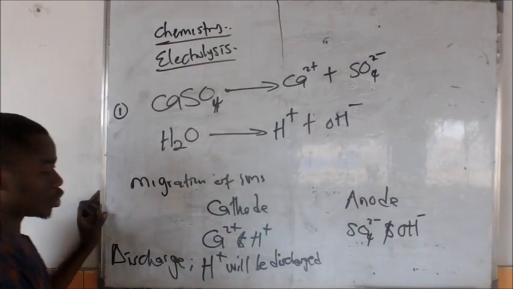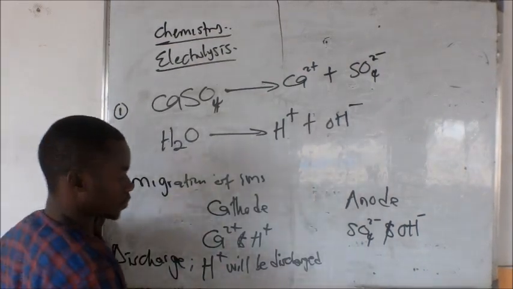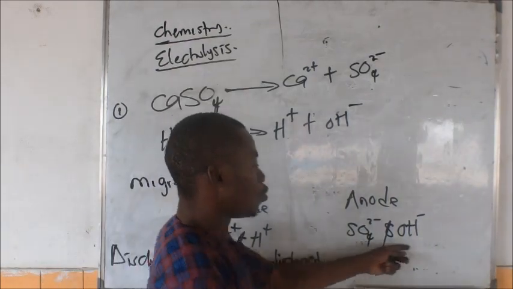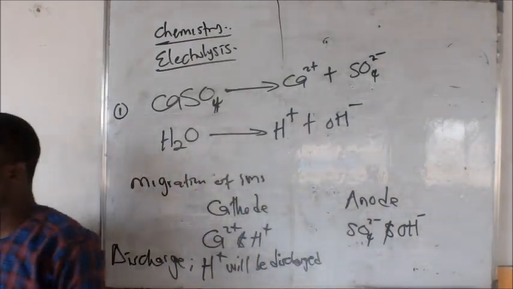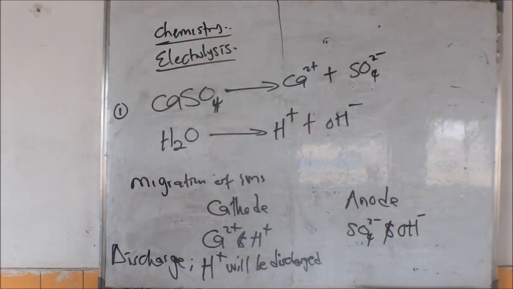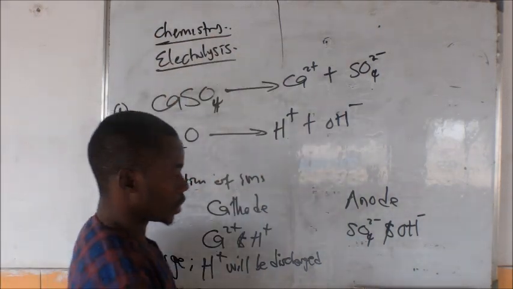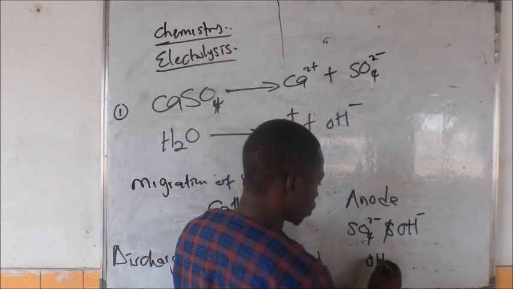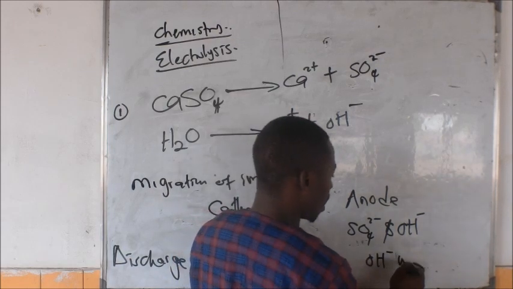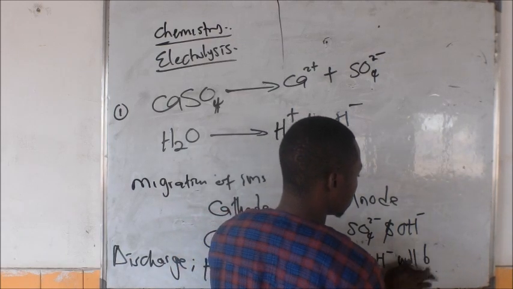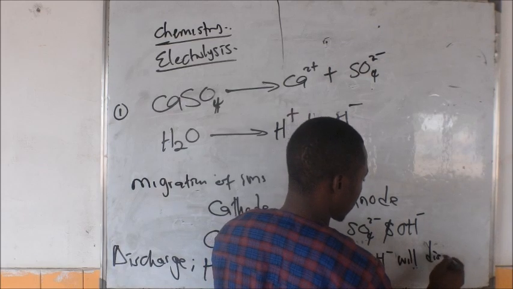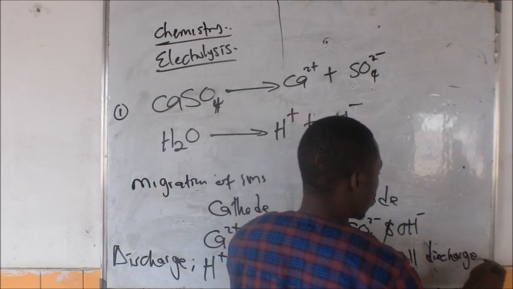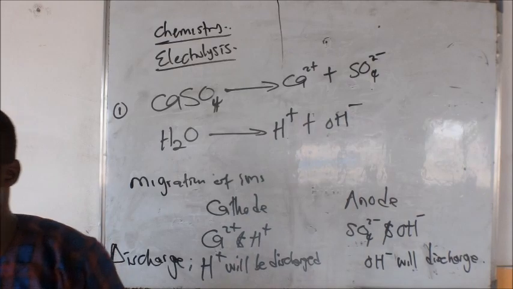Or you can just say hydrogen will discharge. While here, which one is down? It is OH minus that is down within the anion series. Therefore, OH minus will discharge.